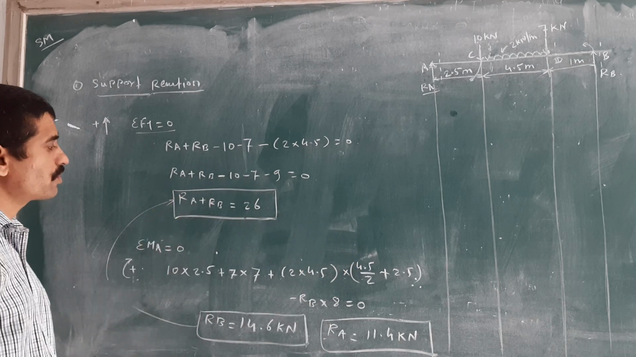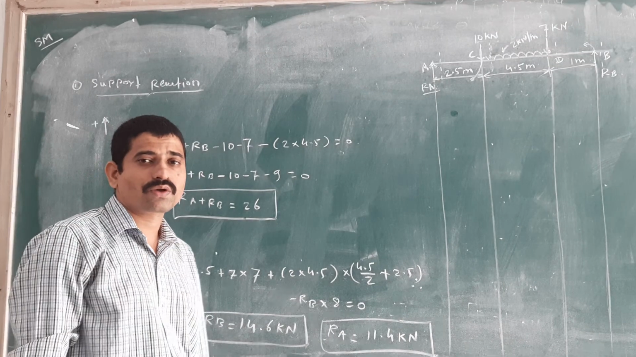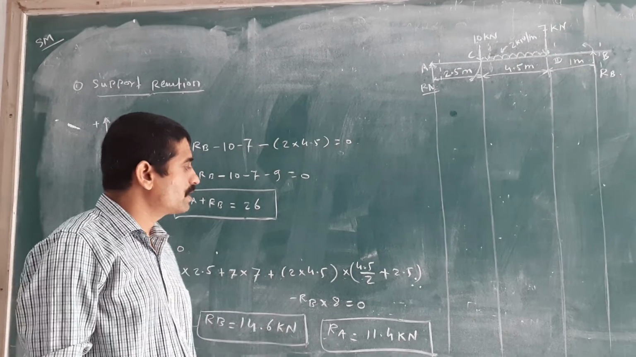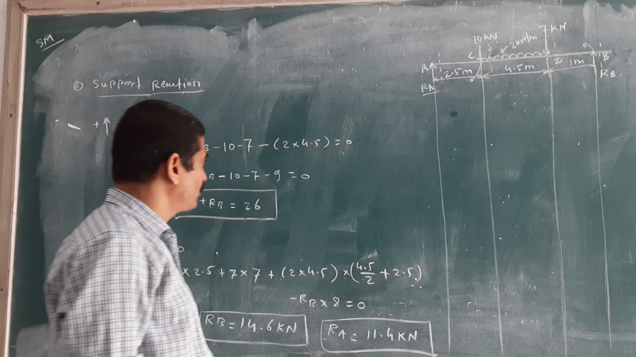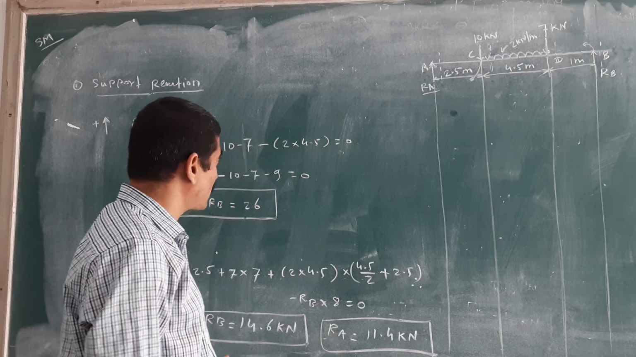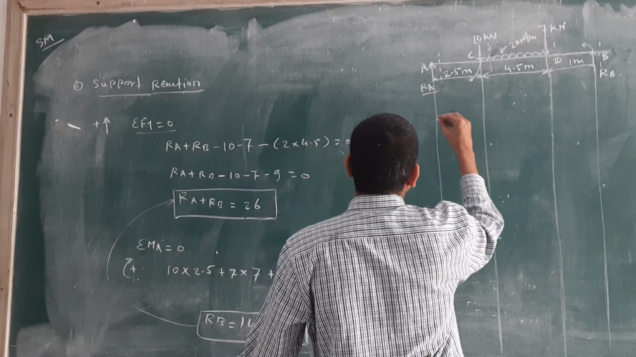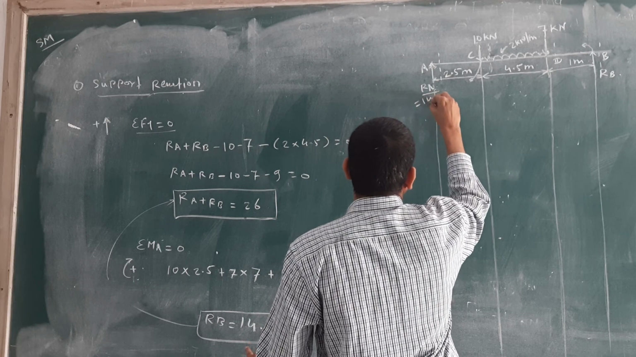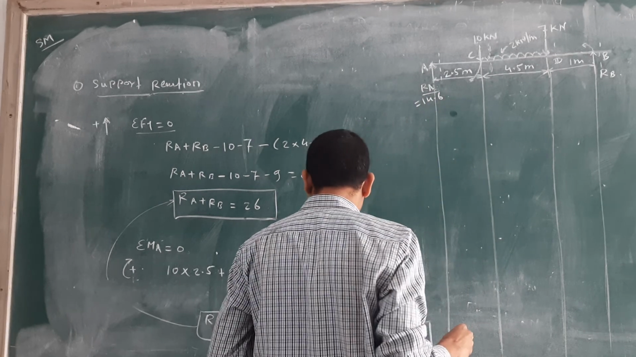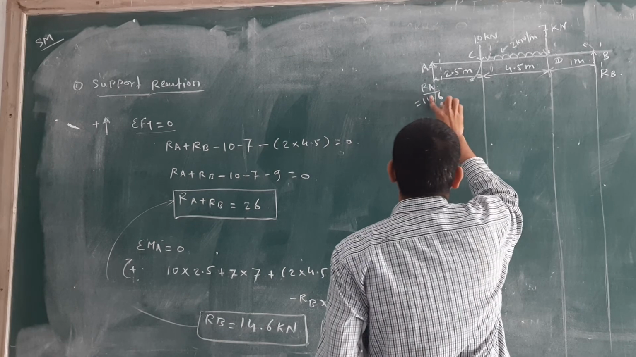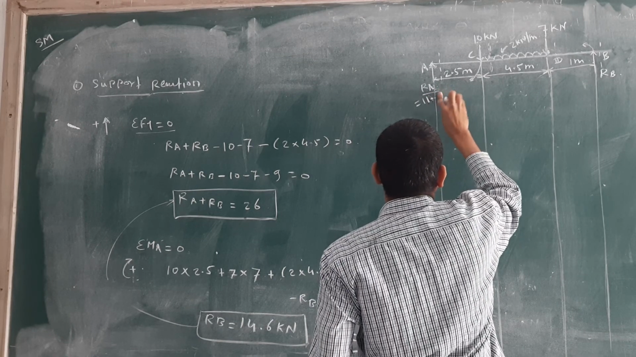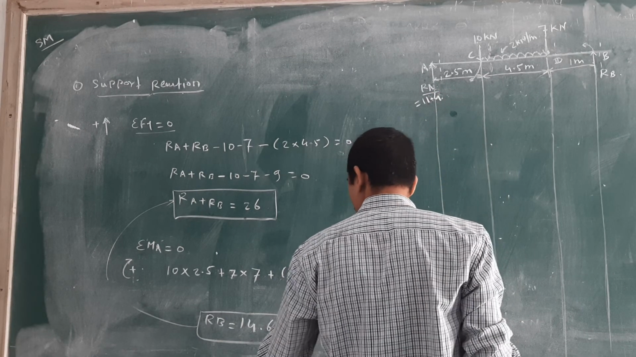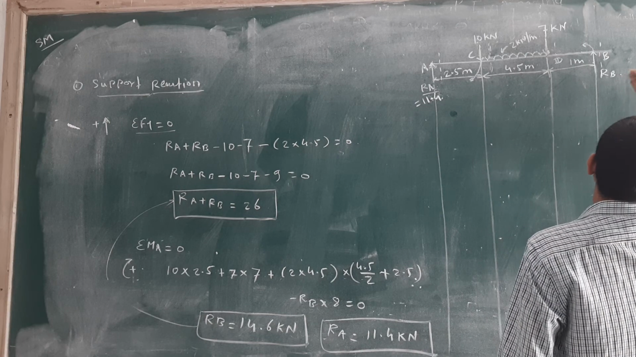Okay, this is the support reaction. Are all of you getting how to calculate the support reaction? Once you have calculated the support reaction, then we will draw the shear force diagram. Check that. RA is equal to what? 11.4 is there. And what is the RB? RB is equal to 14.6 is there.